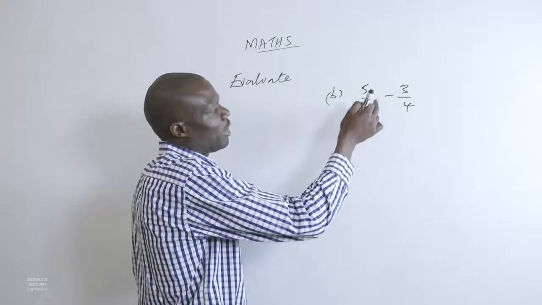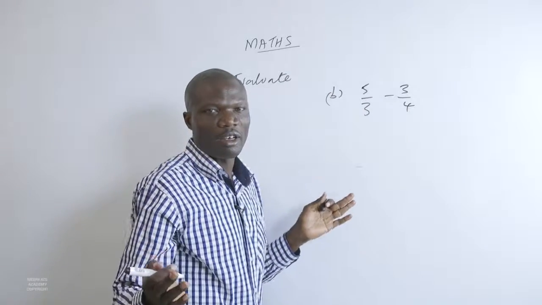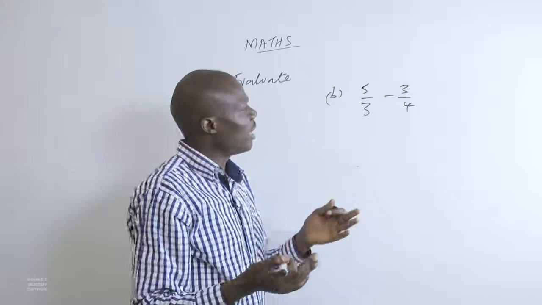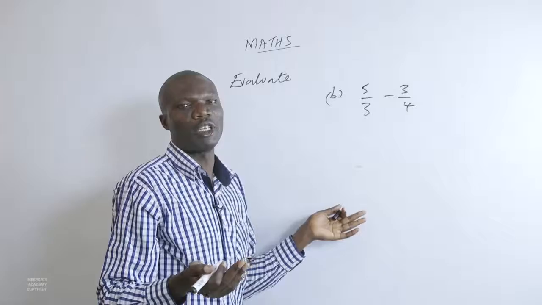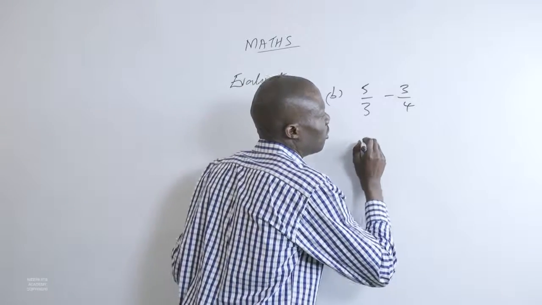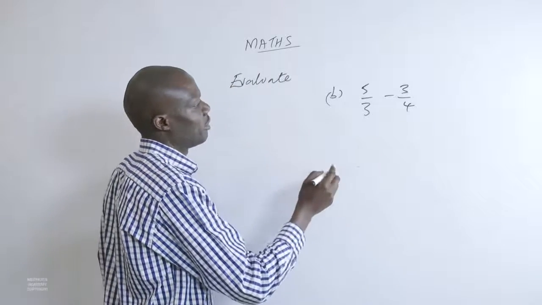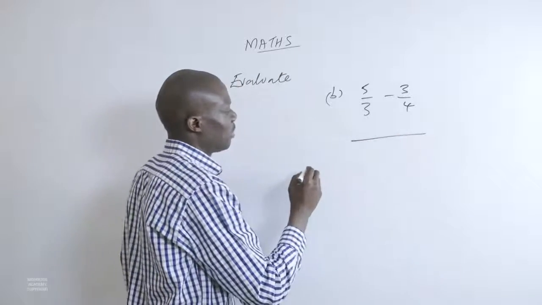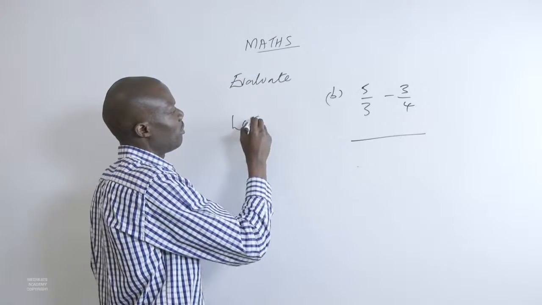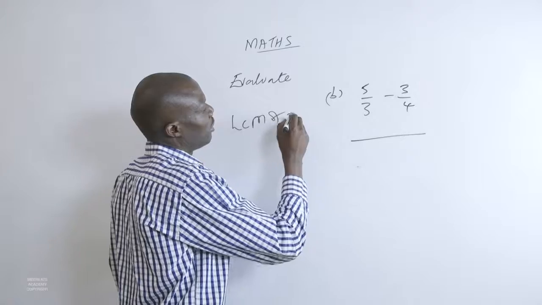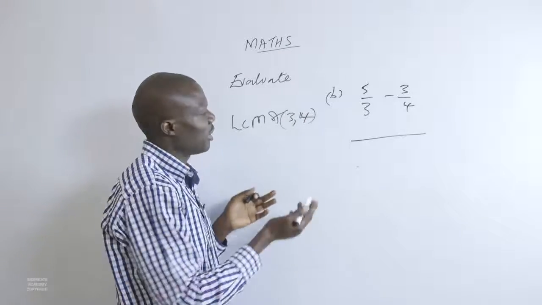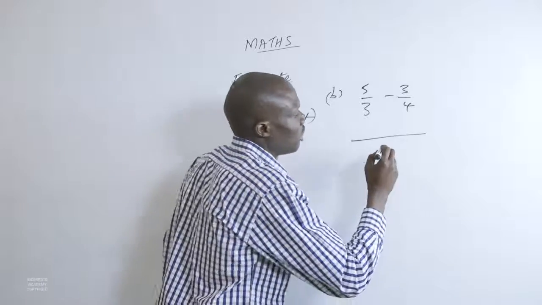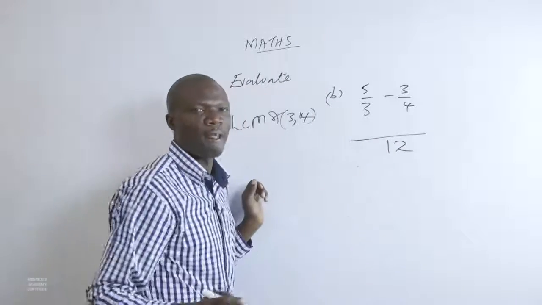Secondly, 5 over 3 minus 3 over 4. Are the denominators the same here? Definitely not. So find the LCM. The LCM of 3 and 4 is what? It's like the product of the two, which is 12. So the LCM is 12.